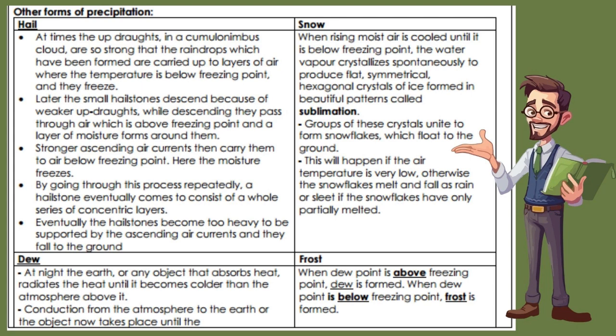Dew and frost. At night the earth, or any object that absorbs heat, radiates the heat until it becomes colder than the atmosphere above it. Conduction from the atmosphere to the earth or the object now takes place. When dew point is above freezing point, dew is formed. When dew point is below freezing point, frost is formed.